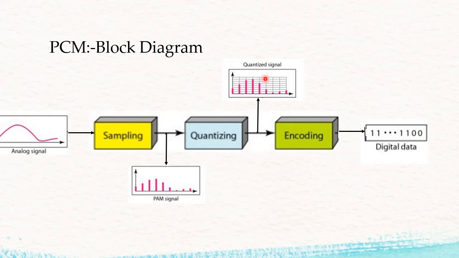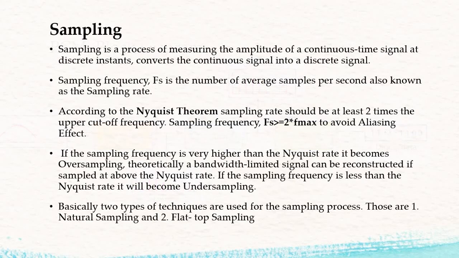So in this way is the working principle of a PCM. Now we are going to discuss each and every block in detail. So the first block is sampling. Sampling is a process of measuring the amplitude of a continuous time signal at a discrete time instant.